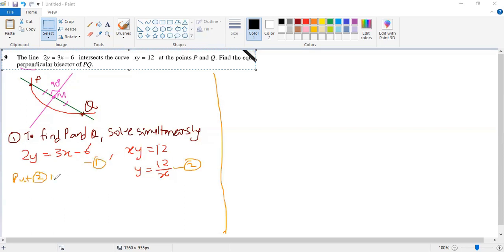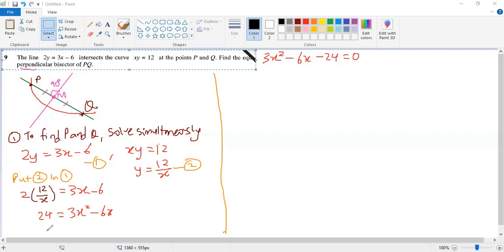So let's substitute 2 in 1. This is 2, and y is 12 over x, and this equals 3x minus 6. So 24 equals 3x squared minus 6x. We bring it all to one side and we realize that this becomes 3x squared minus 6x minus 24 equals 0.